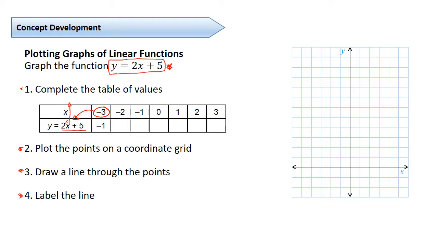come into the game. So it will actually look like, okay, I might do some working out over here, 2 times minus 3 plus 5. Okay, 2 times negative 3 is minus 6 plus 5. Hopefully we agree that it's negative 1. So that is how you would get the answer negative 1 there.